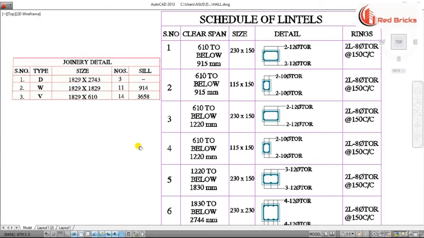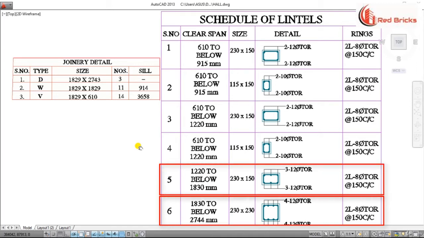In this plan, the clear span of doors, windows and ventilators is given as 1829 millimeters. From this, we will judge as to which clear span of lintel we must take. We will take serial number 6, size 1830 to below 2744 millimeter and serial number 5 with clear span 1220 to below 1830 millimeters. Now among these two, we will take serial number 5 as it would fit perfect when compared with our joinery details. Now let us move to Excel sheet for calculation.